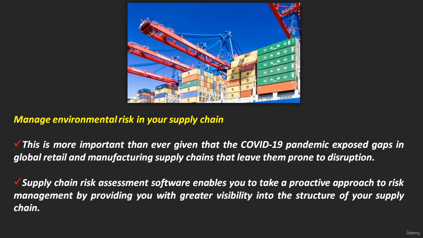The second one is to manage environmental risk in your supply chain. This is more important than ever, given that the COVID-19 pandemic exposed gaps in global retail and manufacturing supply chains that leave them prone to disruptions. Back in December 2019, many retailers were forced to reevaluate their vendor relationships because many of their suppliers and manufacturers were based in China, which was at the time the epicenter of the outbreak. With a significantly reduced workforce, retailers struggled to process and get shipments out on time, and there were questions of whether certain shipments would need to undergo quarantine before they could be delivered.